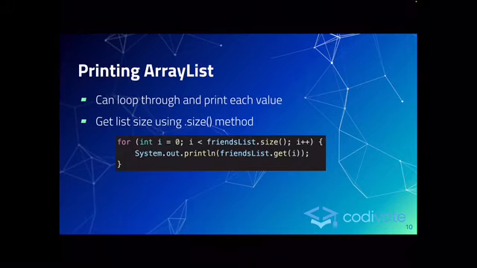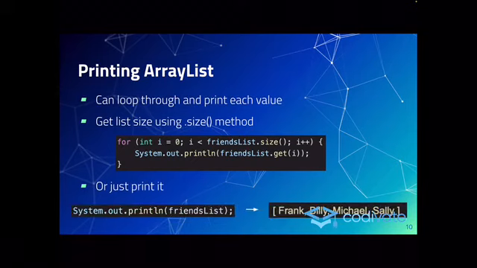So another way to do this is that you can actually just print out the ArrayList object. So in this case, we had friendsList, but we can just print it directly. So we could do System.out.println(friendsList), and this would print out what we wanted.